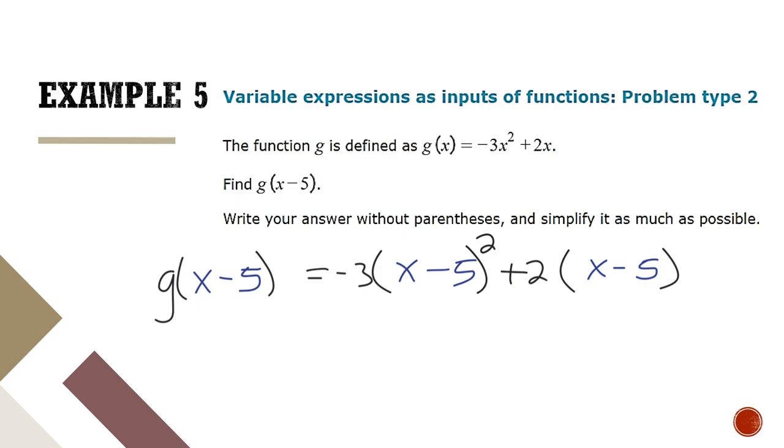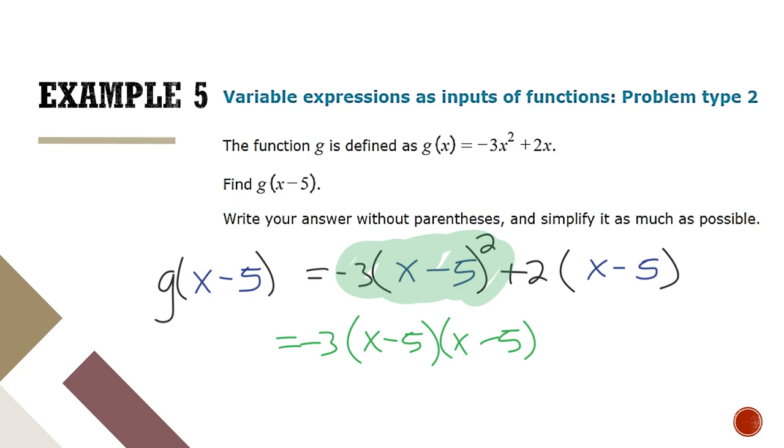Now, this is where a lot of people will make a mistake. We need to recall this is -3 times x minus 5 times x minus 5. It is not x squared plus 25. That is incorrect. And then this one is just nicely 2x minus 10 when I distribute.